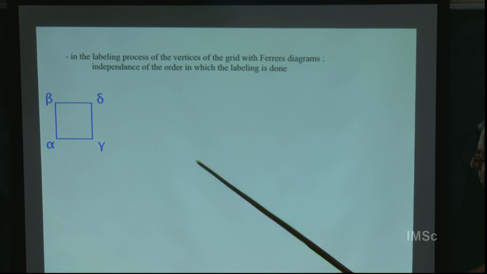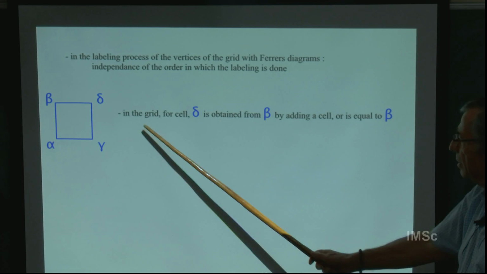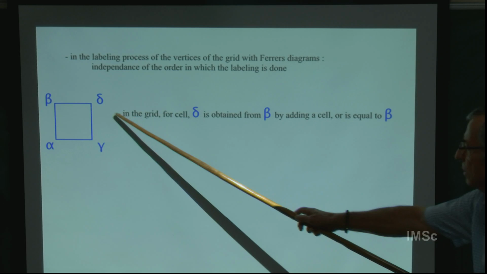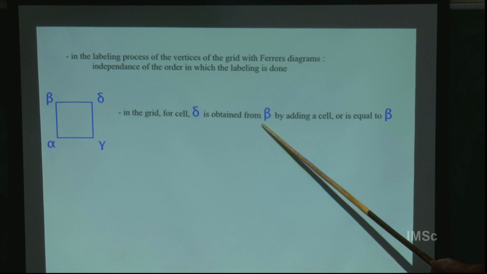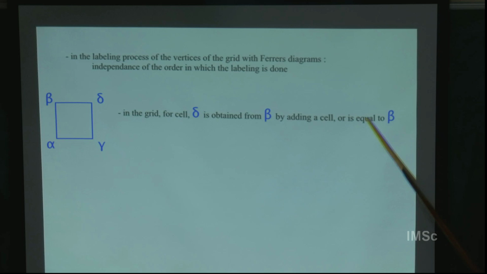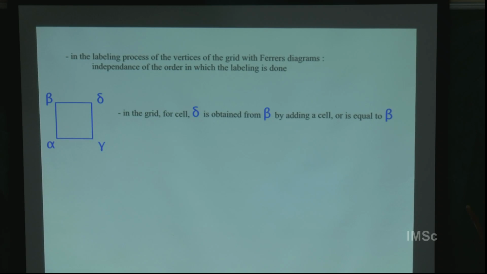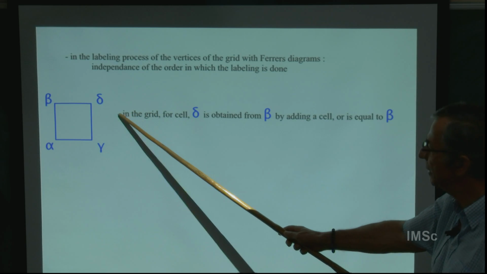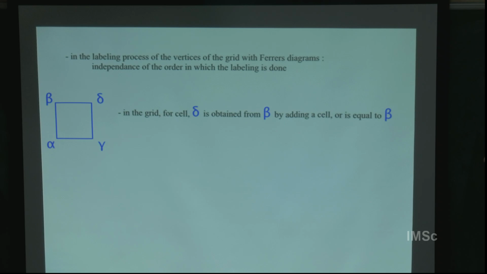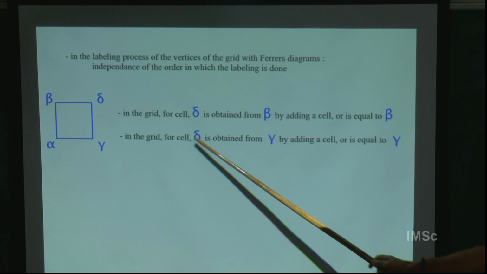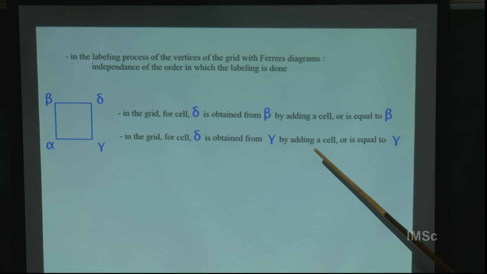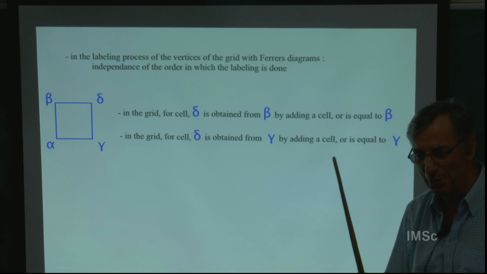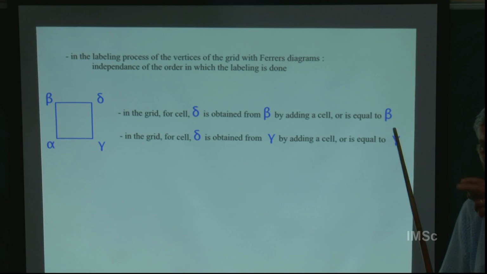Second fact, when you have alpha, beta, gamma, delta, then in the grid, this is a cell of the grid, delta is obtained from beta by adding a cell or is equal to beta. Second fact, during the algorithm, if delta is not equal to beta, then the difference is only by one cell. And same for the column, delta is obtained from gamma, maybe it's equal, or maybe you just add a new cell. So this makes sense for the rule: when some diagram is obtained from the other one by adding a cell in row I, then I have the rule with I plus 1.